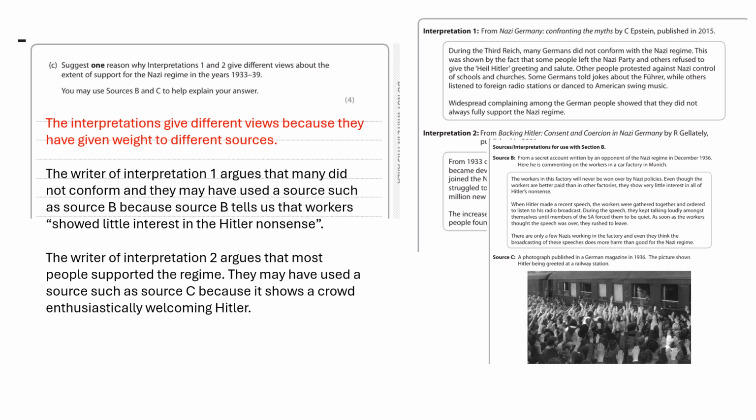So we've said they give different views because they've given weight to different sources, and then we prove it. So we're going to repeat ourselves. What does the writer of interpretation 1 argue? And what source have they used? What does the writer of interpretation 2 argue? And what source did they use? So this feels repetitive because you will have already explained what the interpretations argue in question 3b. But remember, it doesn't matter if we're repetitive because every question is marked discreetly.